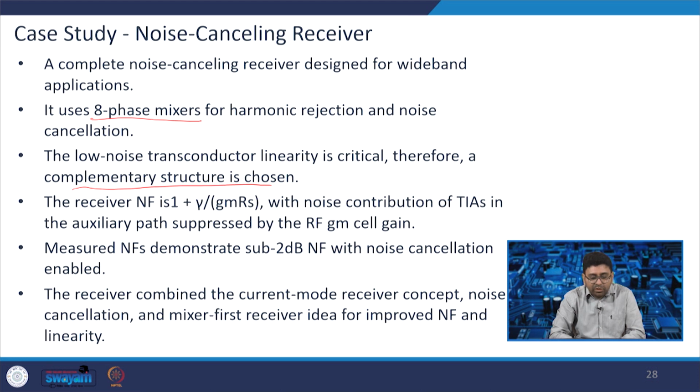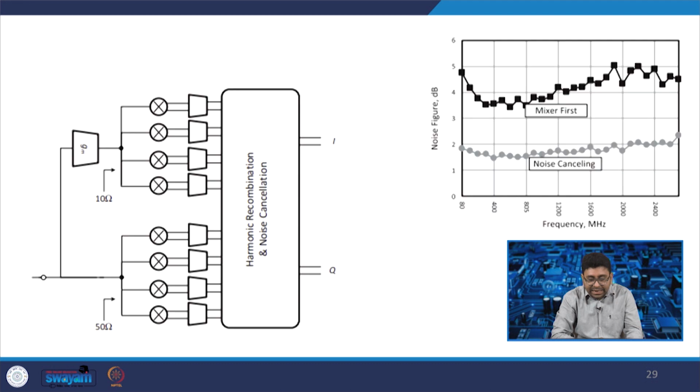The receiver noise figure is 1 plus gamma by Gm into Rs, with the noise contribution of the TIA in the auxiliary paths suppressed by the RF Gm cell gain. So, the measured noise figure demonstrates a sub 2 dB noise figure with noise cancellation enabled, and the receiver combined the current mode receiver concept, noise cancellation and mixer first receiver idea for improved noise figure and linearity.